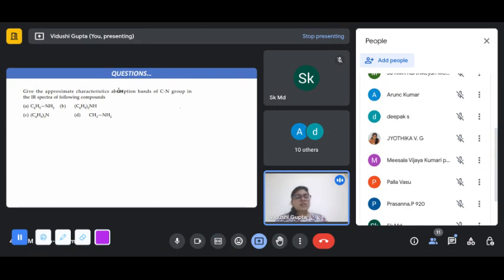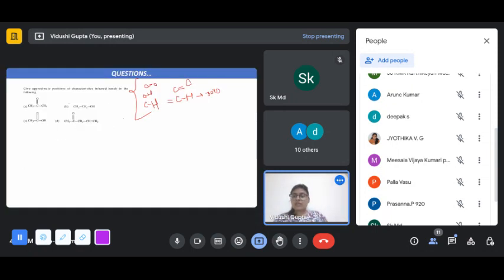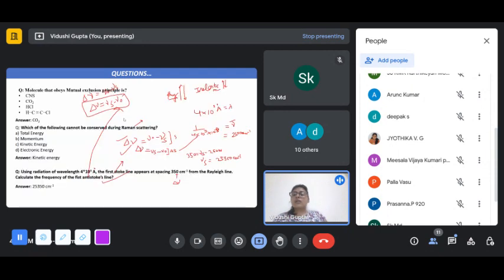Then we also discussed the CN group, like it will vary for primary, secondary, or tertiary amine, or whether it is aromatic or aliphatic. So there will be different values. That's all for today. Is there any doubt?